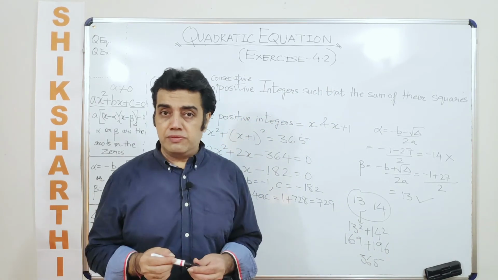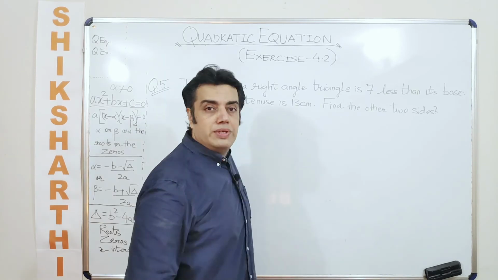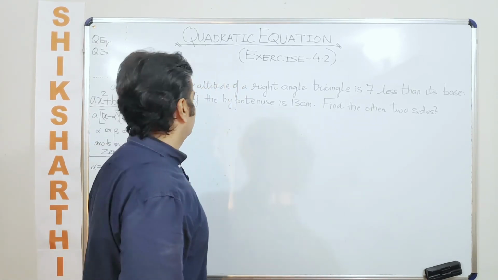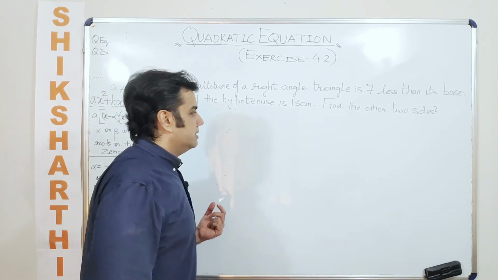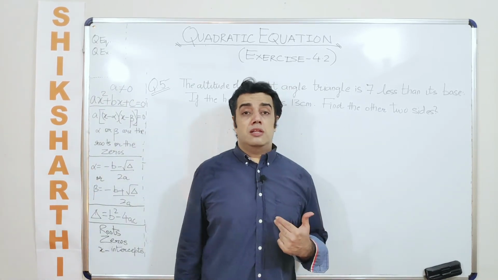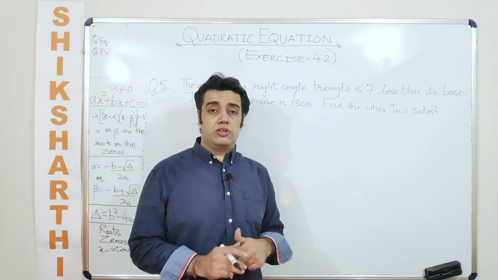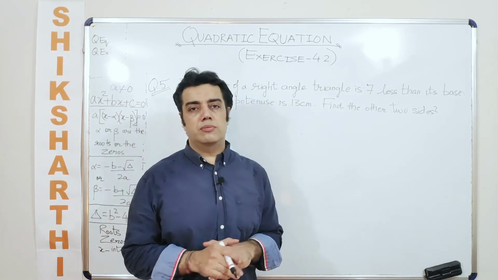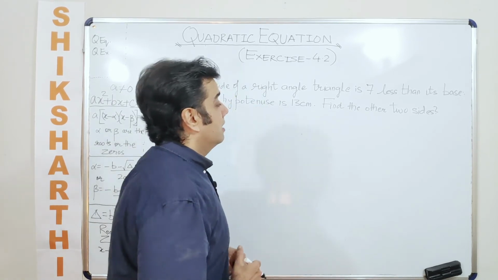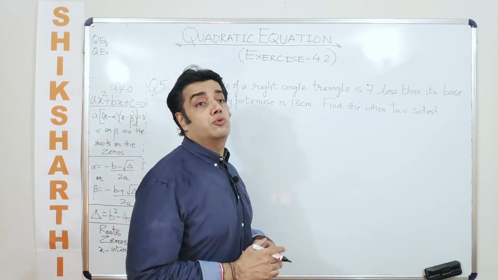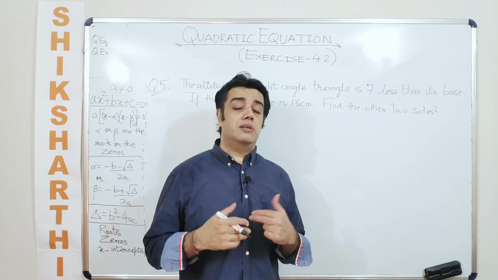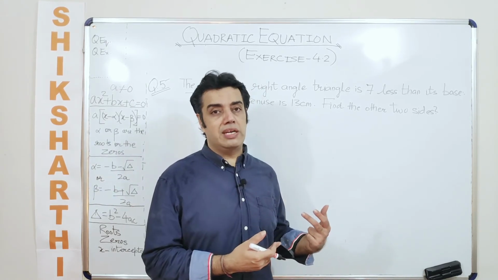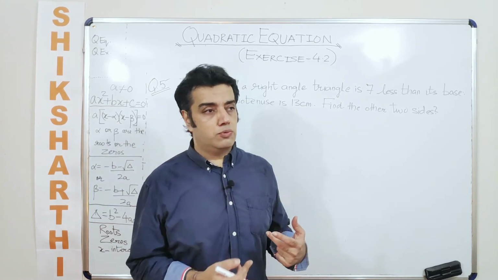Let's move on to the next question, which is question number 5. So talking about question number 5, it says the altitude of a right angle triangle is 7 less than its base. If the hypotenuse is 13 centimeter, find the other two sides. Now since you have been practicing Pythagoras theorem geometry a lot, from here you could have even guessed the answer that we are talking about a 5, 12, 13. But it becomes very easy. I mean, you become really confident once you know the answer. You could have guessed the correct answer, and now it is just a mere formality of solving a subjective question.